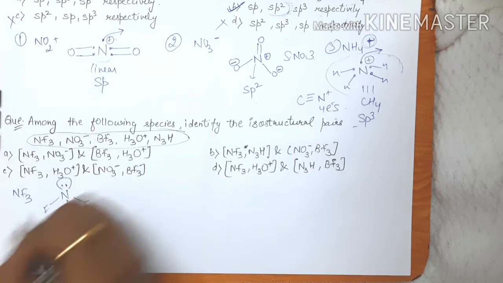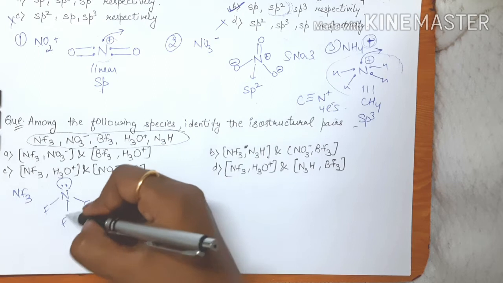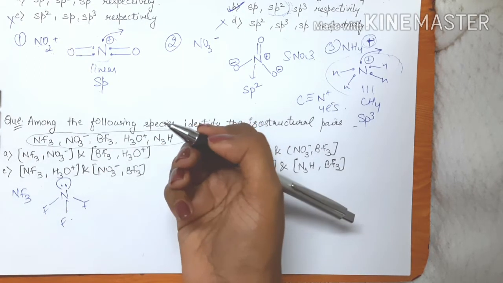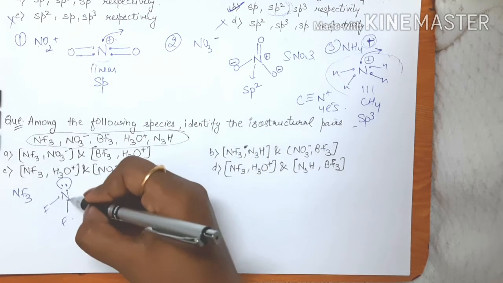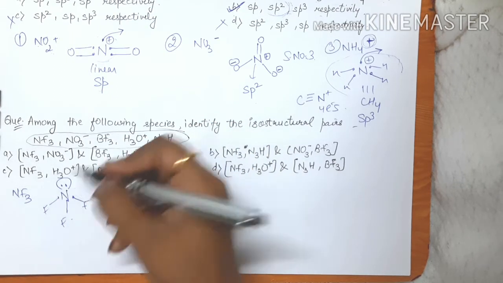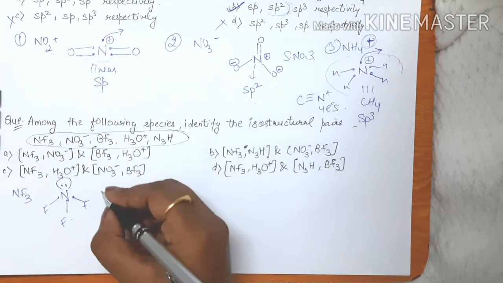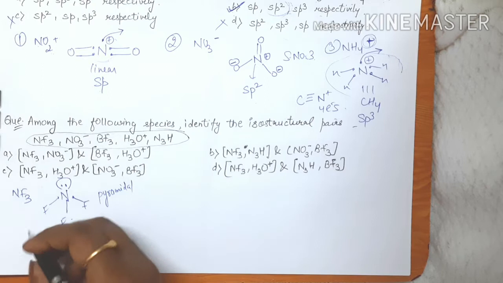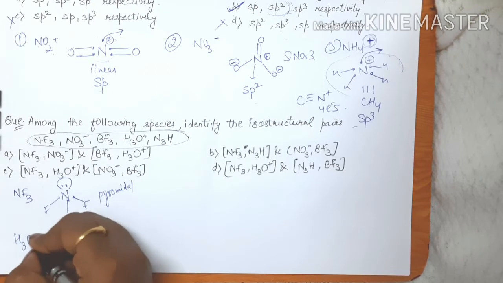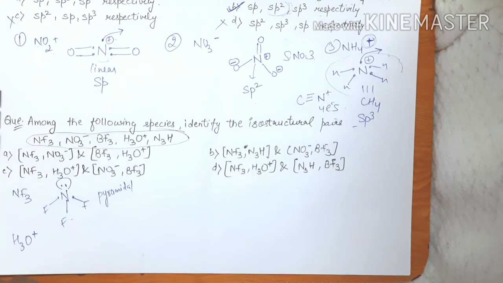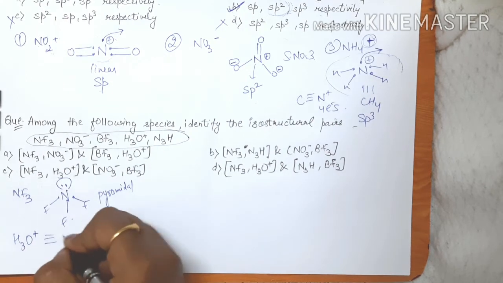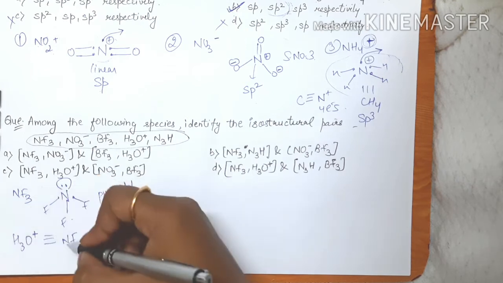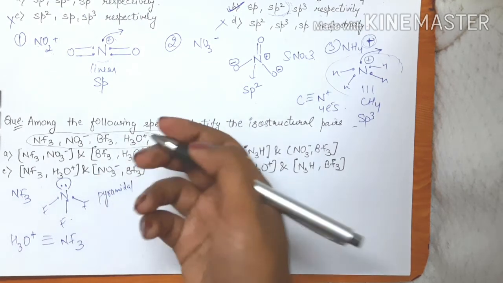One lone pair present on this nitrogen and 3 fluorines like this, because nitrogen is having 5 electrons in the valence shell, out of which 3 will be used for bonding with fluorine and one lone pair will be present. So the structure will be pyramidal. Now if you look at the structure of H3O positive, then it is just like the structure of NF3 here. It is isostructural with NF3.